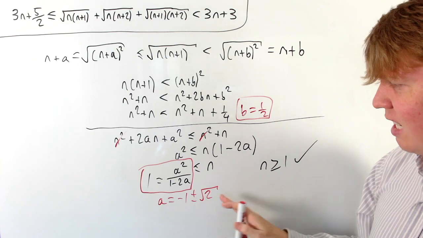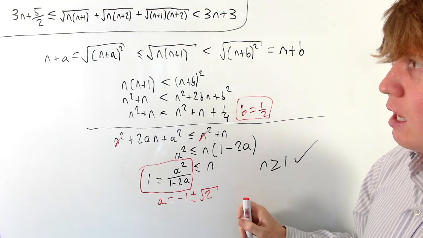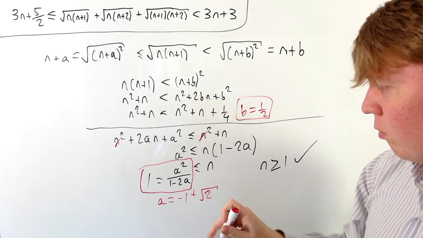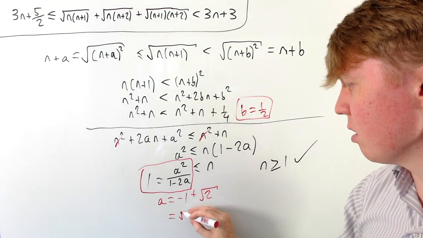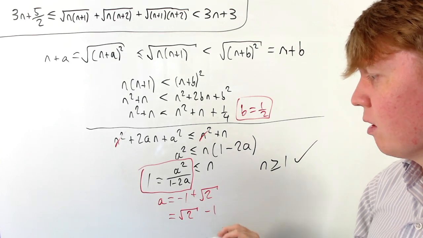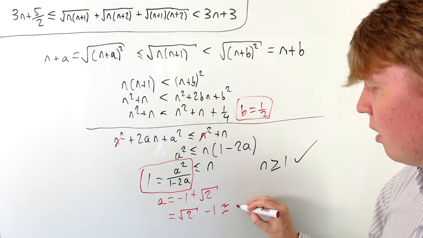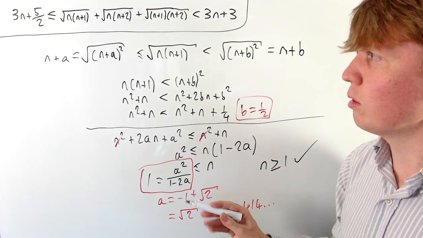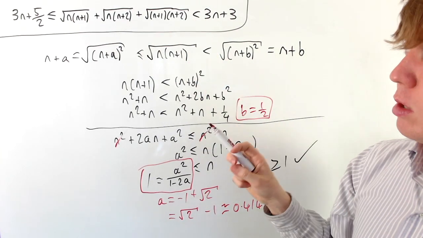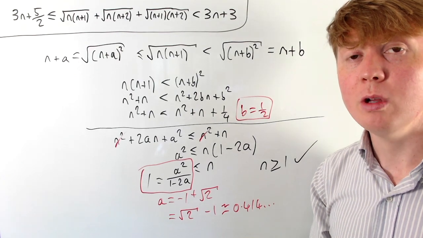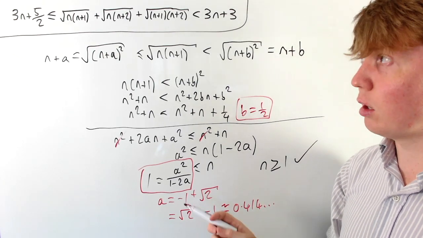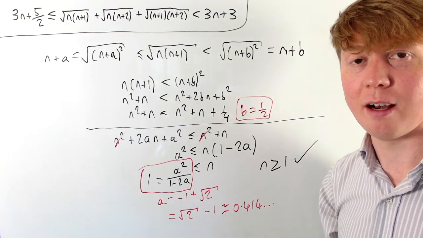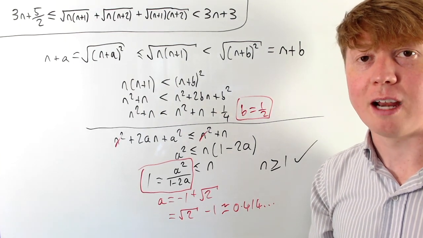So we don't want to take the negative value of a here, because then this would give us a bound which would be too low. So if we take the positive one instead, let's write this as root 2 minus 1, so this is about 0.414. Then this would give us a suitable value of a, and if we can bound each of these quantities by something similar from below and then add them all together, hopefully our lower bound will be good enough to say that the sum of these square root terms is then greater than or equal to 3n plus 5 over 2.